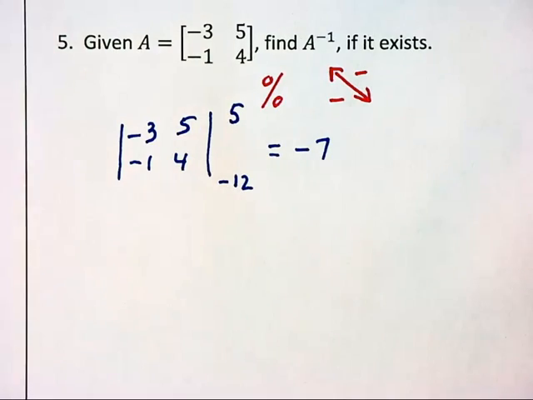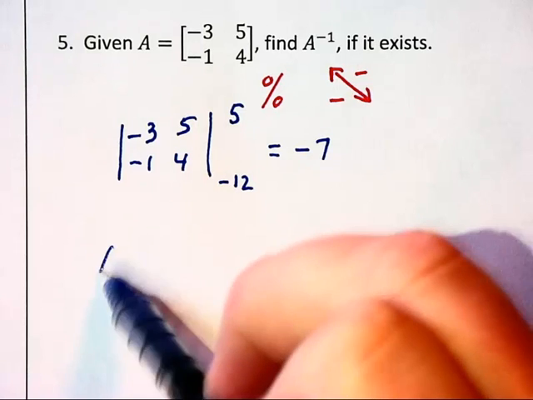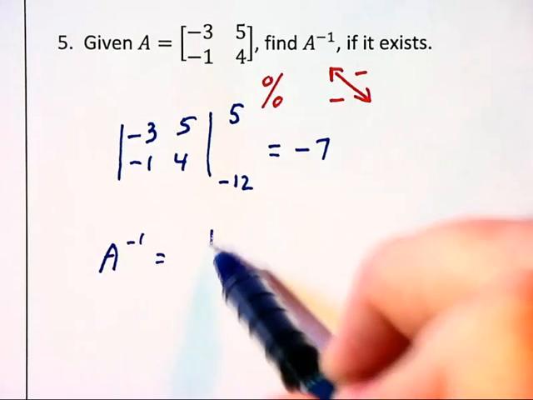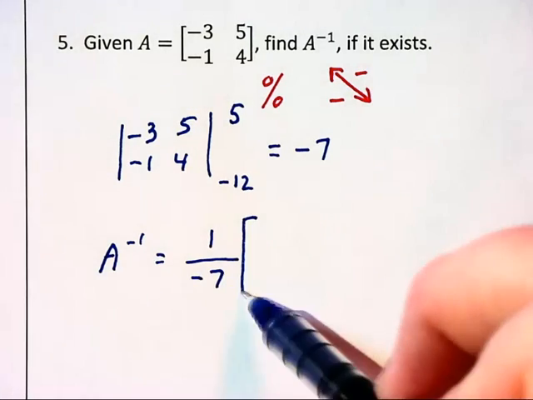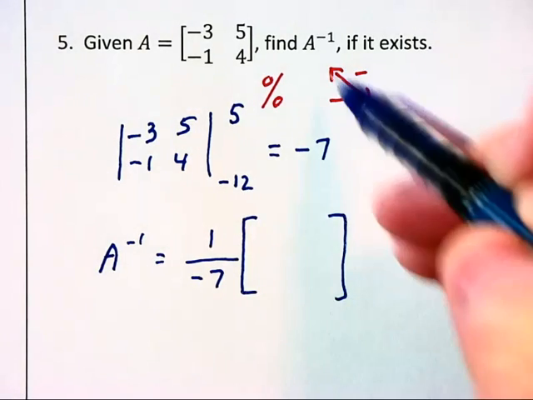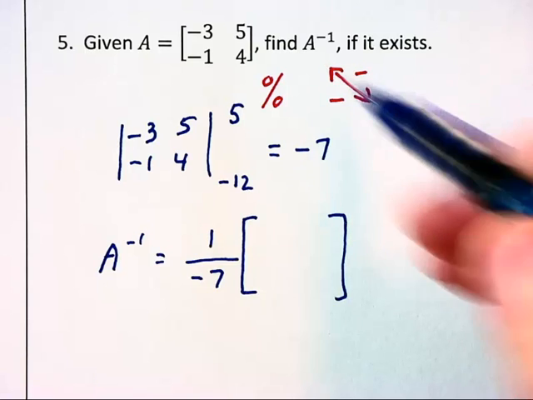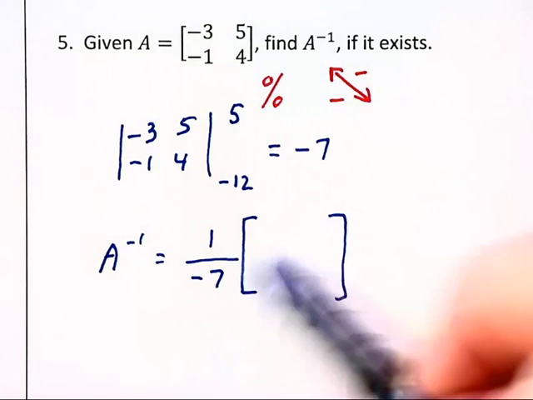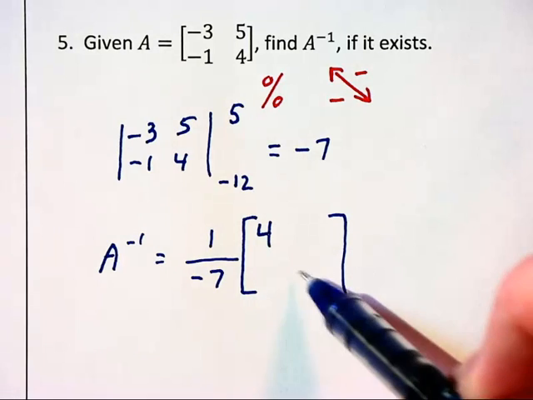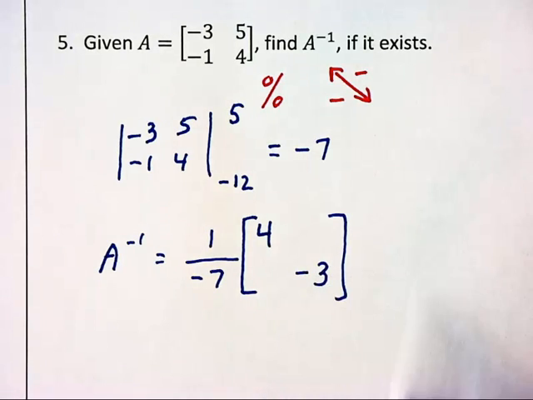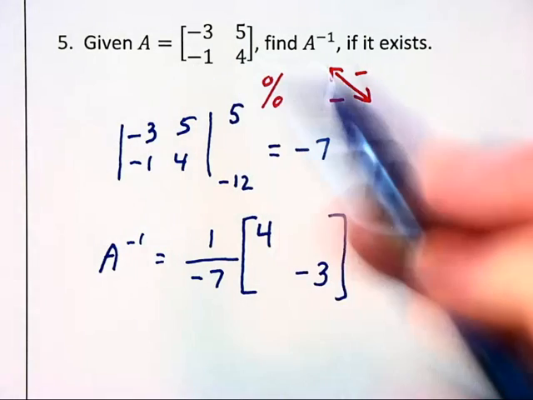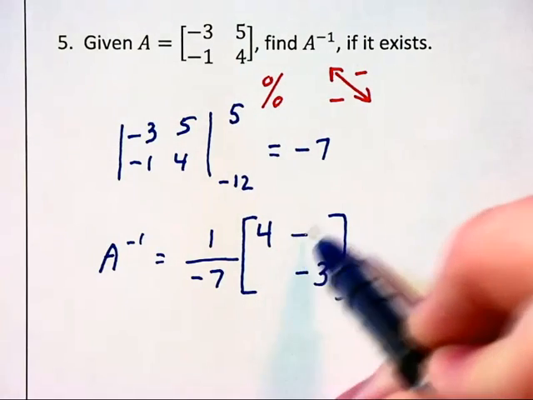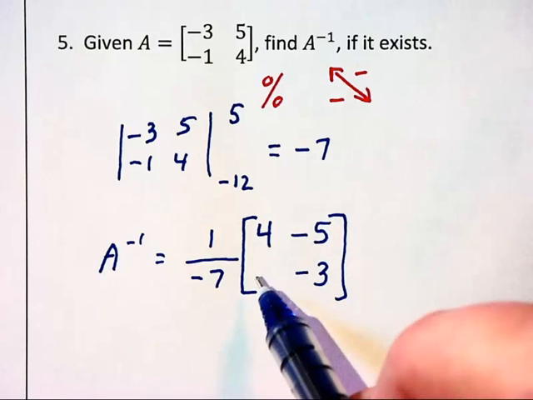The shortcut method for finding the inverse says A inverse will equal 1 over that determinant, negative 7, times, and then on this one diagonal, we're going to change places of the negative 3 and the 4, putting the 4 in the top left corner and the negative 3 down in the bottom right. And on the other diagonal, those little minus signs tell us to multiply by negative 1. So the 5 in the upper right corner becomes negative 5, and the negative 1 in the bottom left corner becomes a positive 1.